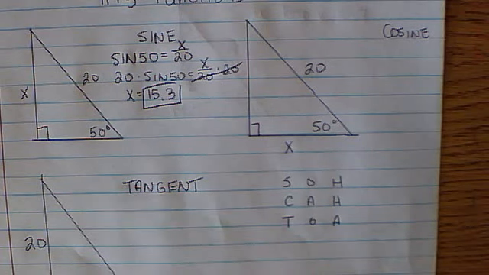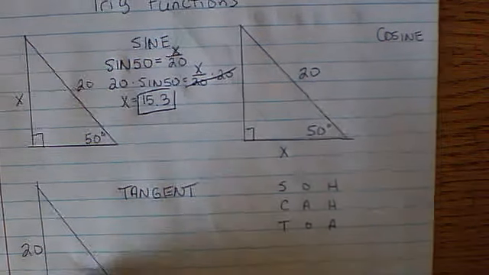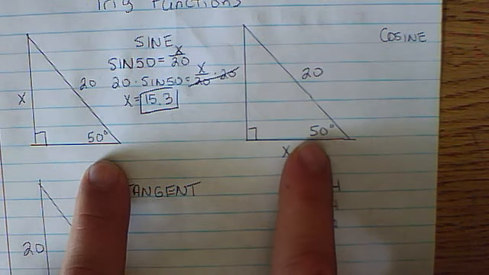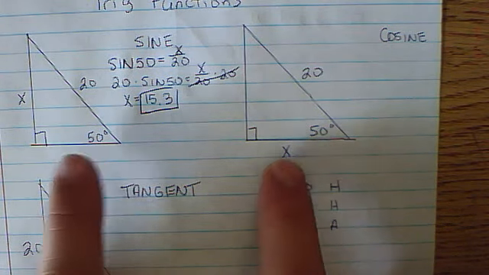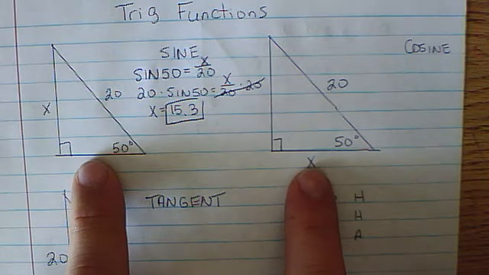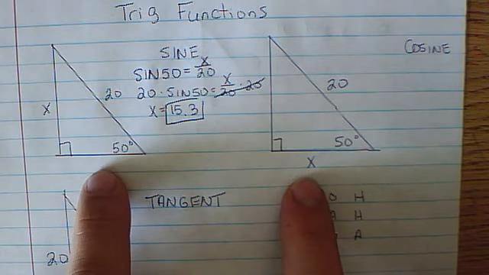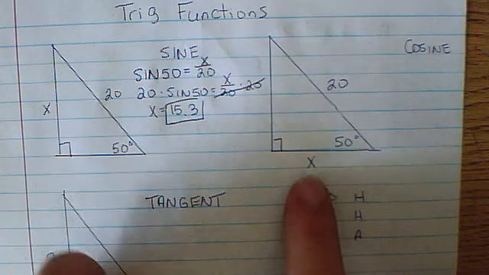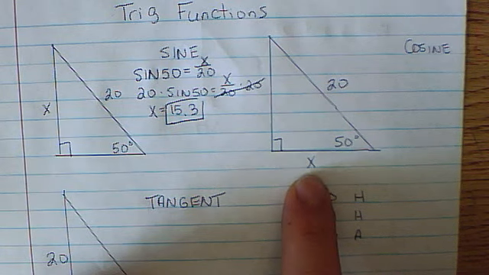Now when I do cosine, the main difference in these two triangles here is that next to my 50-degree mark is where my x is on my cosine. So this is the adjacent side. So you can see how these are both illustrated and how they are different in terms of what I'm solving for. Sine will allow me to solve for the side opposite the angle. Cosine will allow me to solve for the side adjacent to the angle.